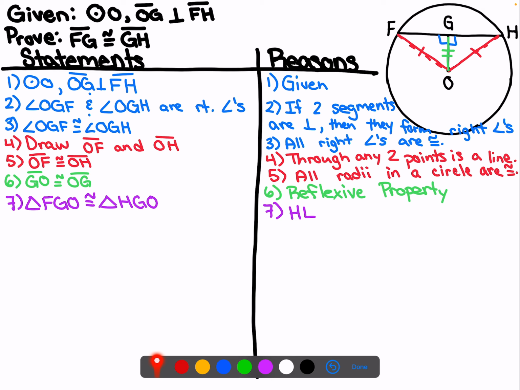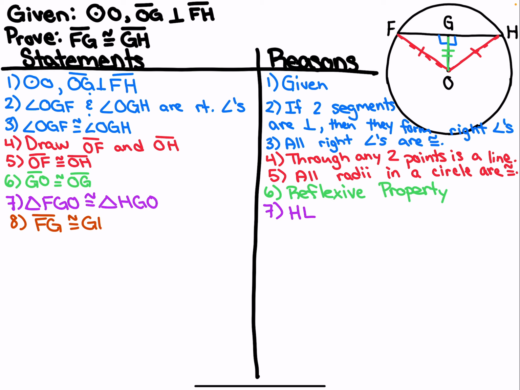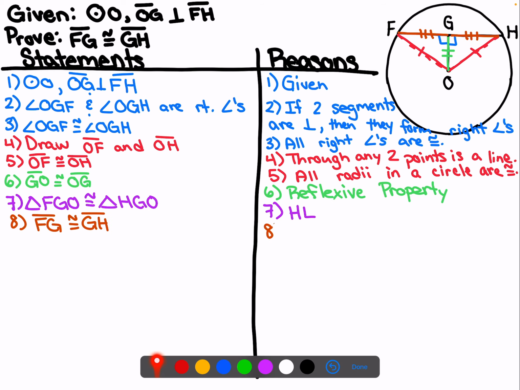Now, at this point, if the two triangles are congruent, then the corresponding parts are also going to be congruent. So I can say that segment FG is congruent to segment GH, because if the triangles are congruent, then the corresponding parts of those congruent triangles are also congruent, or CPCTC. And with that, this proof is now complete, because that's what we were setting out to prove.